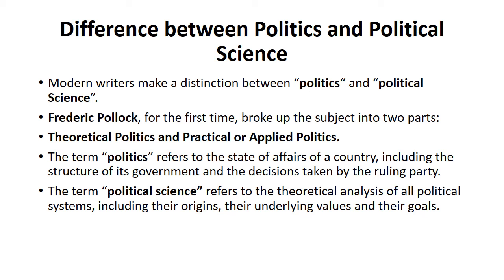Now moving to the term political science. The term political science refers to the theoretical analysis of all political systems, including their origins, their underlying values, and their goals. Now we can say that politics and political science are two completely different terms. I hope you were able to understand the meaning of political science, the different definitions of political science, and the difference between political science and politics.